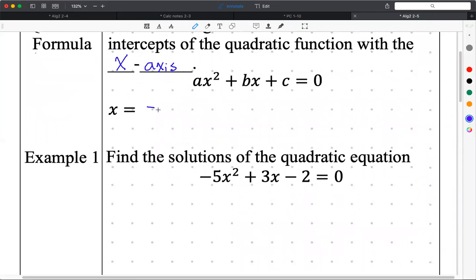We have negative b. Then it's going to go plus or minus, and it's going to be a giant square root, not too big, of b squared minus 4ac. And that's the numerator. The denominator of all of this stuff, the bottom, is just 2a.